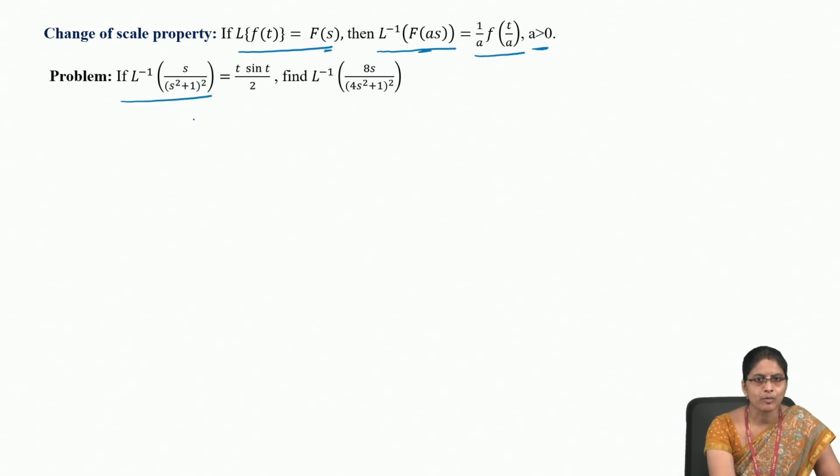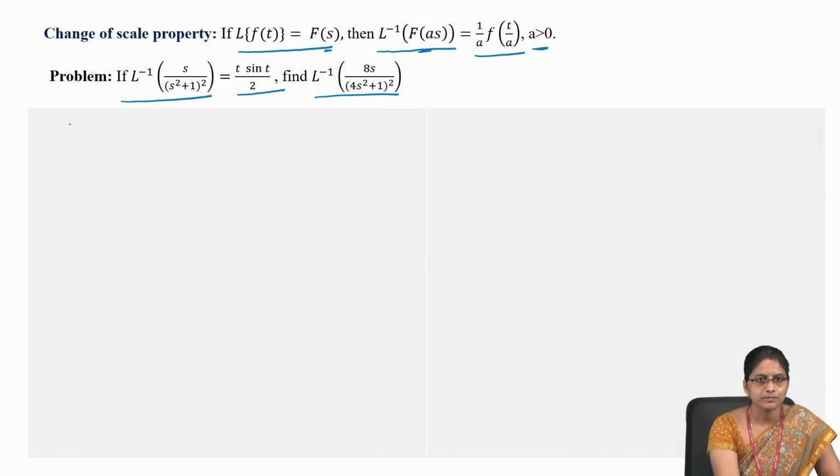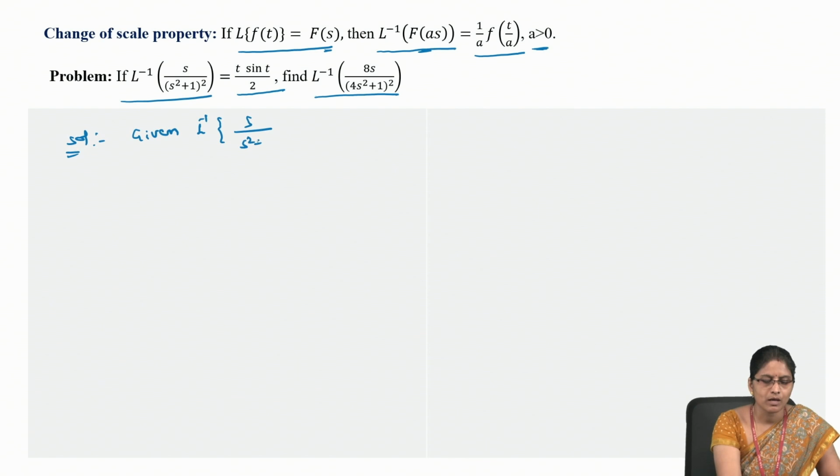If inverse Laplace transform of s by s square plus 1 whole square is equal to t into sin t by 2, we have to find inverse Laplace transform of 8s by 4s square plus 1 whole square. First we have to note down, given inverse Laplace transform of s by s square plus 1 whole square is equal to t sin t by 2.